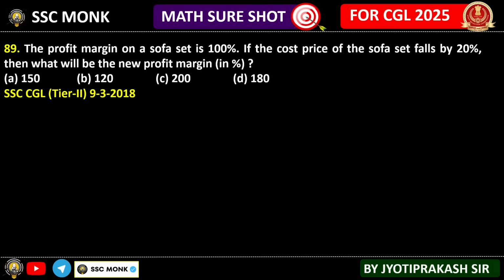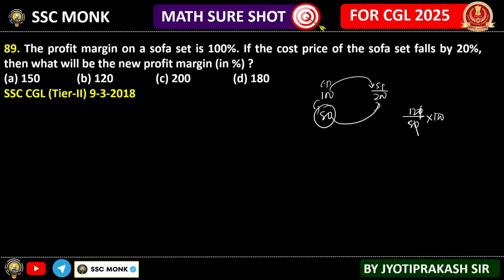Next, the profit margin of a sofa set is 100%. If the cost price of the sofa set falls by 20%, then what will be the new profit margin? See, let's say the cost price of the sofa was 100, profit percent 100%, that means selling price was 200. Now the cost price is down by 20%, that is 80, and selling price is 200. So profit is 120 upon 80.